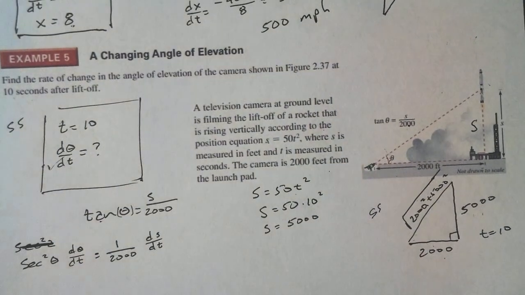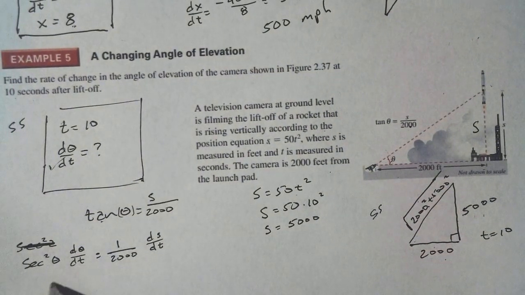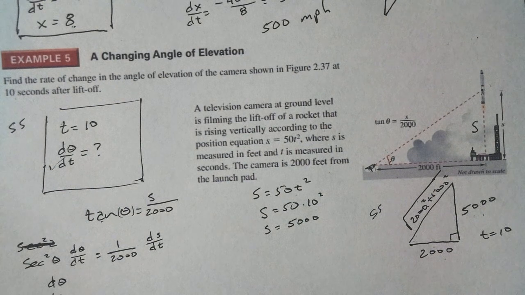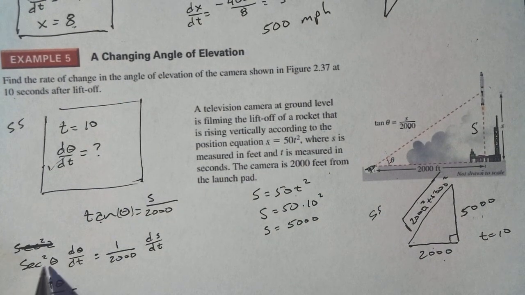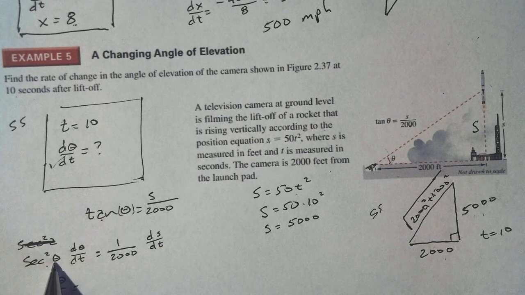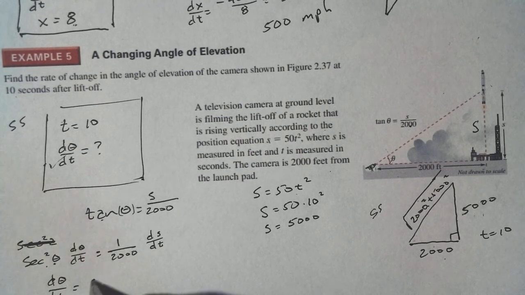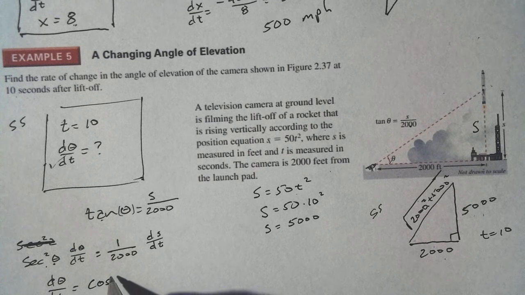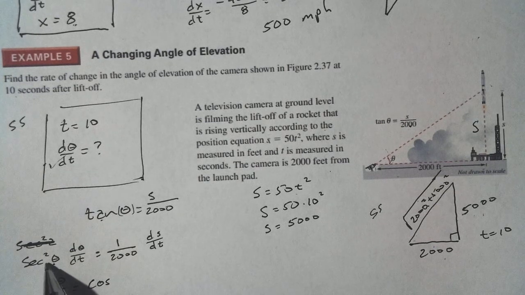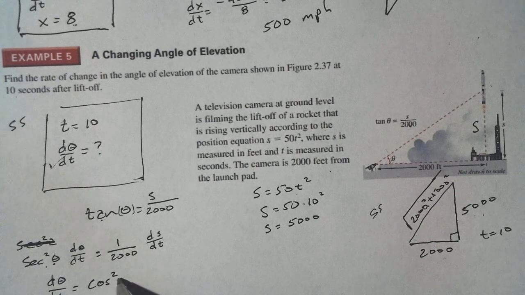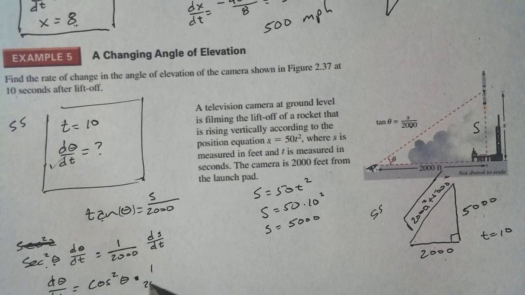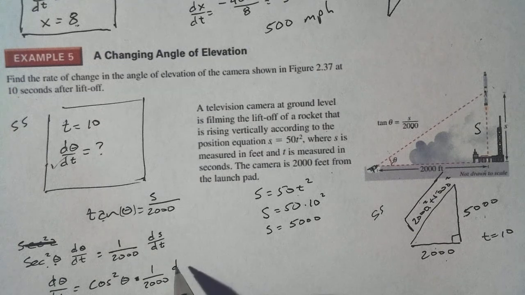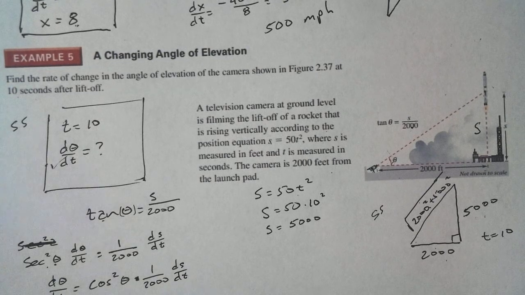So I want to get d theta dt alone, and I could do that by dividing both sides by secant squared, but hopefully you recall that would be the same as multiplying both sides by cosine squared. Did I say cosine? Hopefully I said secant squared. Multiplying both sides by cosine squared times 1 on 2,000 ds dt.